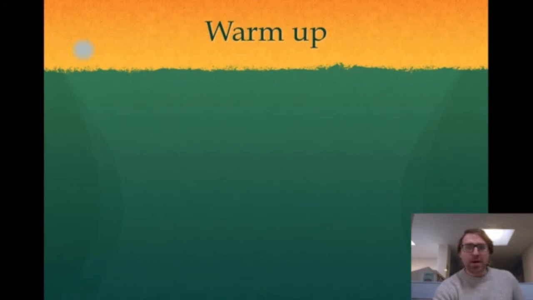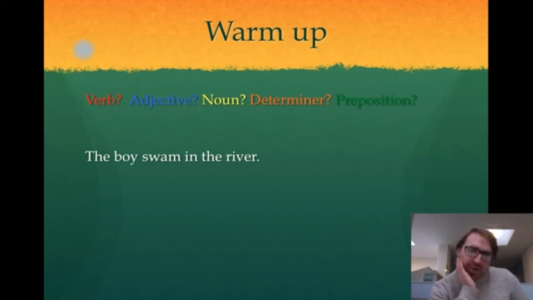Okay, so let's warm our brains up today for writing. So here I've put verb, adjective, noun, determiner, and preposition. Can you spot the verb, adjective, noun, determiner, and preposition in this sentence? Pause the video now, have a look. Now, you might have noticed that one of them was missing. Can you tell me which one was missing? Yes, you're right, it was an adjective.